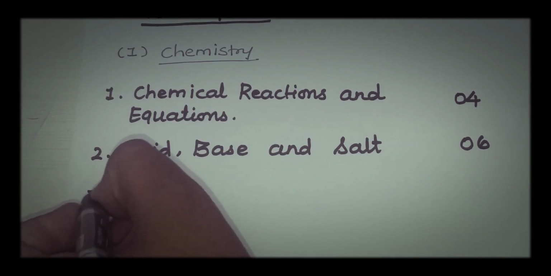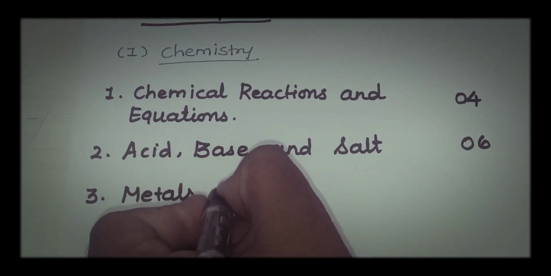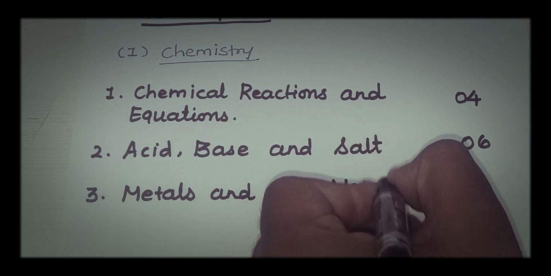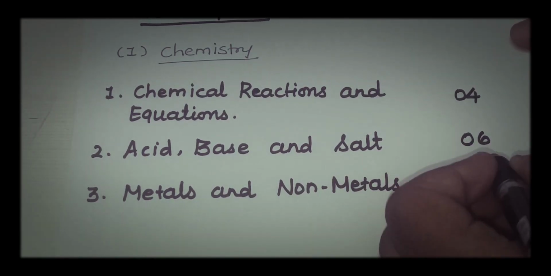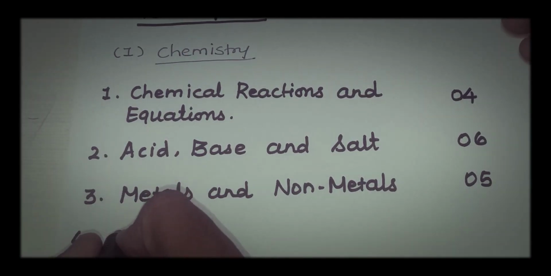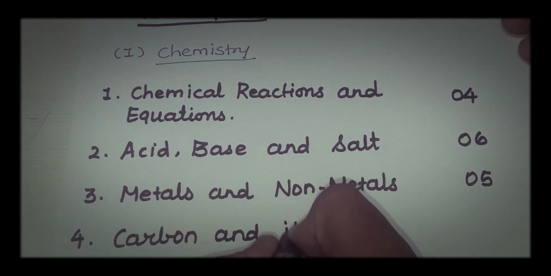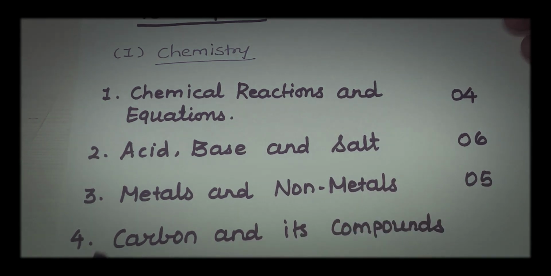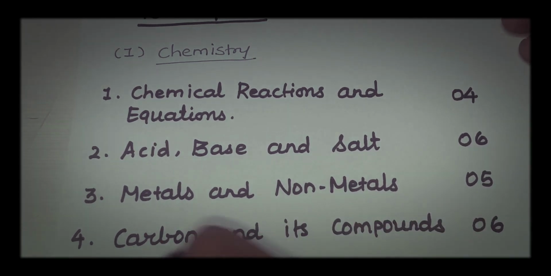Then the third one is metals and non-metals. The weightage of this chapter is 5 marks. Then the fourth one is carbon and its compounds. Okay, the fourth one's name is carbon and its compounds, and the weightage of this chapter is 6 marks.